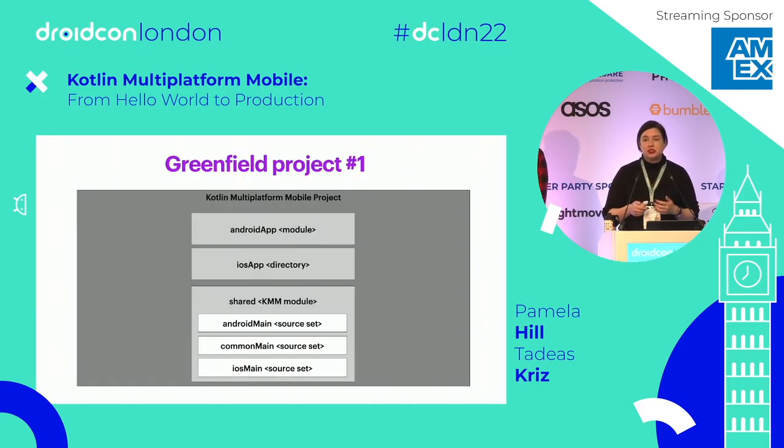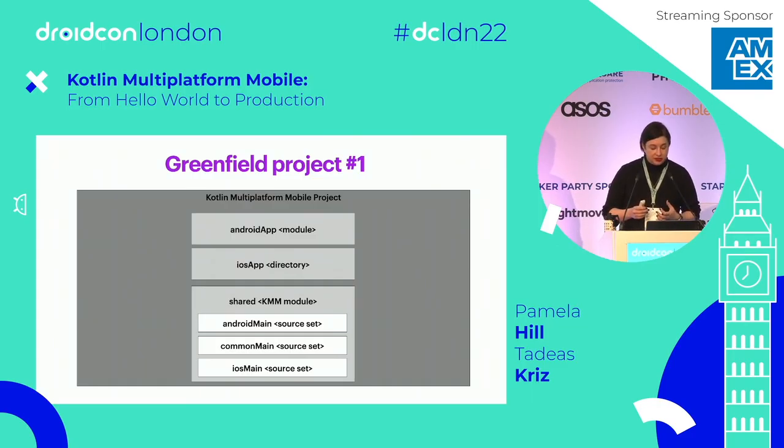Perhaps your team is completely new and you want to create a completely new Kotlin Multiplatform mobile project from scratch, the greenfield scenario. And if you use the wizard in Android Studio, the Kotlin Multiplatform app template is going to create a project that looks a lot like this.